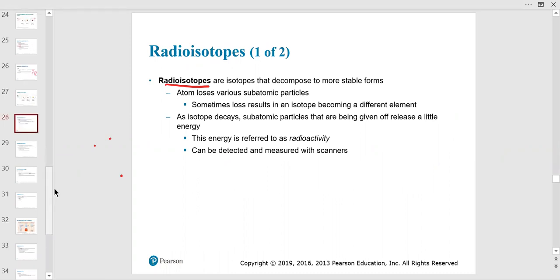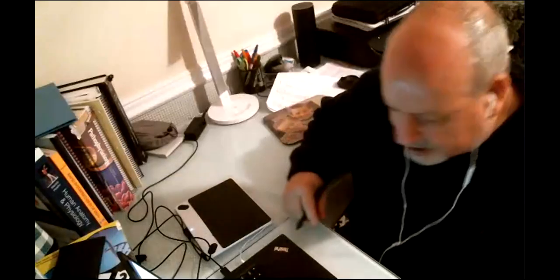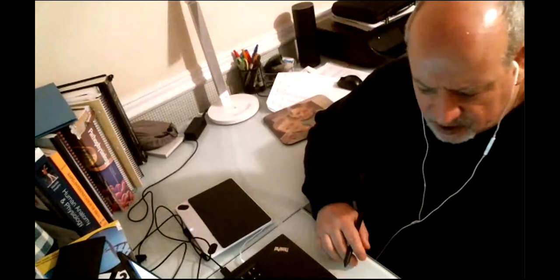So radioisotopes are unstable. Yeah, they're unstable. They become more stable when they decompose. So they decompose very quickly, right? So we use radioisotopes for things like, well, let's talk about this. Some of you will be radiography people, right? So did you ever hear of using a contrast dye to look at something, like say the heart or the brain?